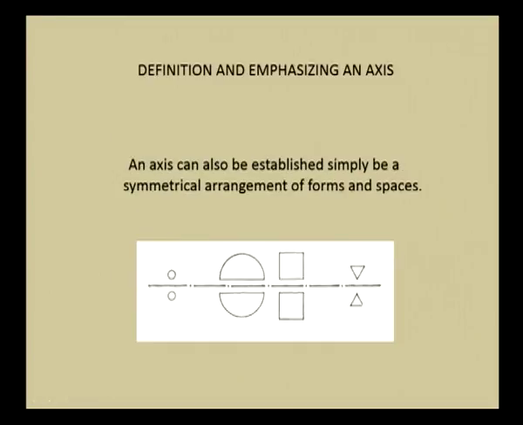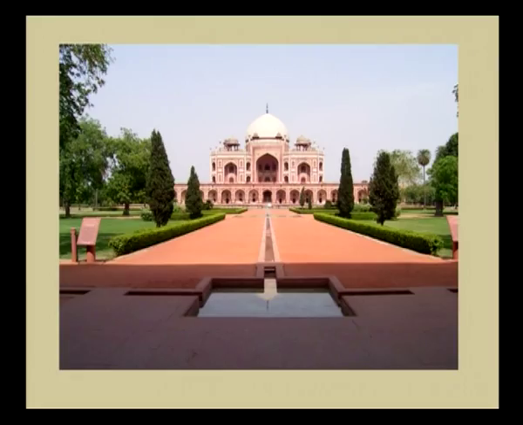The axis can also be established simply by symmetrical arrangement of forms and spaces on either side, like what you see here. Now we will see certain examples of architecture where we have axis emphasized by various methods.